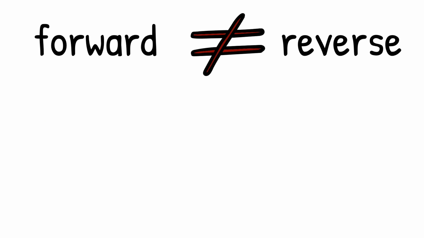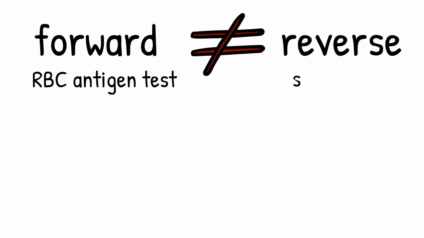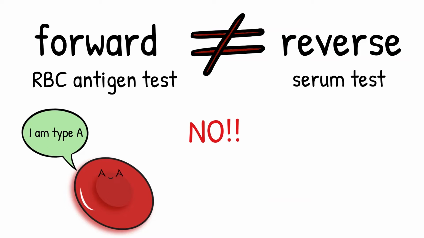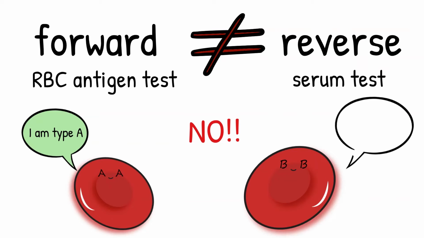A discrepancy exists when the results of a red blood cell test and the serum test do not agree with each other. This can be caused by either an unexpected positive or an unexpected negative reaction.